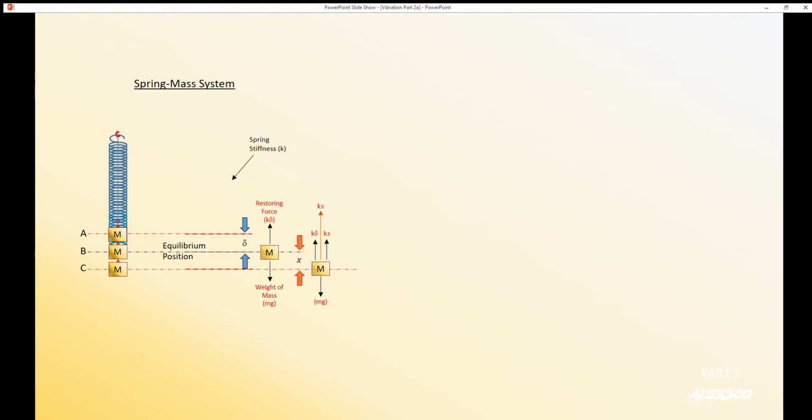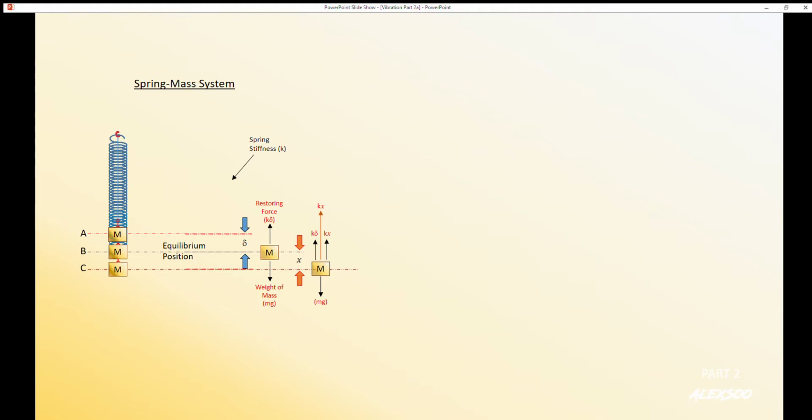So this spring, this mass here, when it is being released, it will start to oscillate from point A to B, and then from B to C, and then from C back to B, and then to A, and it will continuously oscillate about its mean equilibrium position, that is at point B. So when the mass is being displaced by an amount of delta, that is when the mass moves to the position B, you have a deformation of spring of delta.